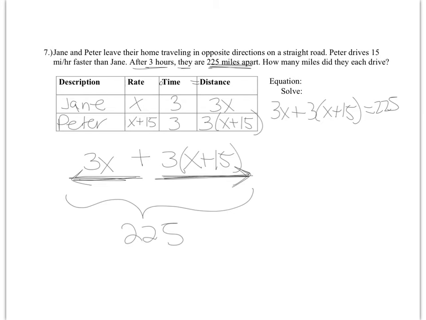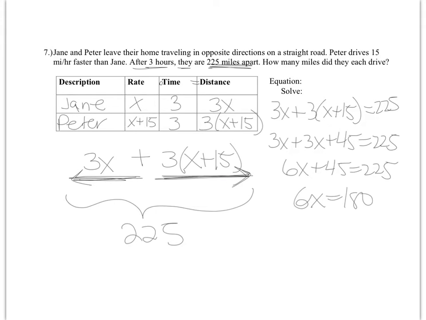So now let's distribute the 3. So we get 3x plus 45 equals 225. And then we're going to add our like terms. So I get 6x plus 45 equals 225. Then I'm going to subtract 45 from both sides. And I'm going to get 6x equals 180. Then I divide by 6, and I'm going to again get that x is equal to 30.